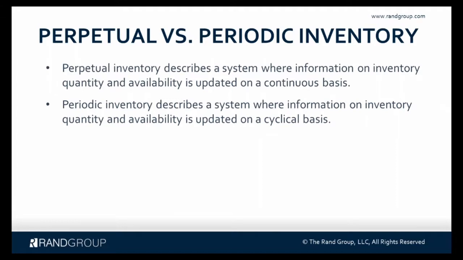NAV is a perpetual inventory system. Therefore, inventory quantity and availability is tracked in real time. However, whether the inventory value is tracked in real time is based on NAV's inventory setup. This brings us to the question, what is inventory valuation?